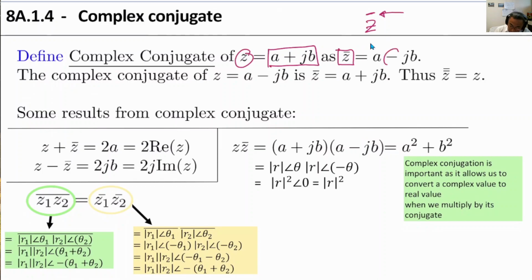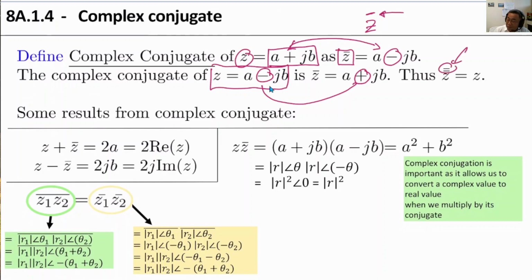What changes? Well, you now see that complex conjugation is nothing more than the changing of the sign. For example, the original sign of the imaginary part is plus jb. Now it becomes minus jb. So let's have another example. If we are given that z is originally a minus jb, then the sign, originally minus, is now changed to plus. So complex conjugation simply changes the sign of the imaginary part.